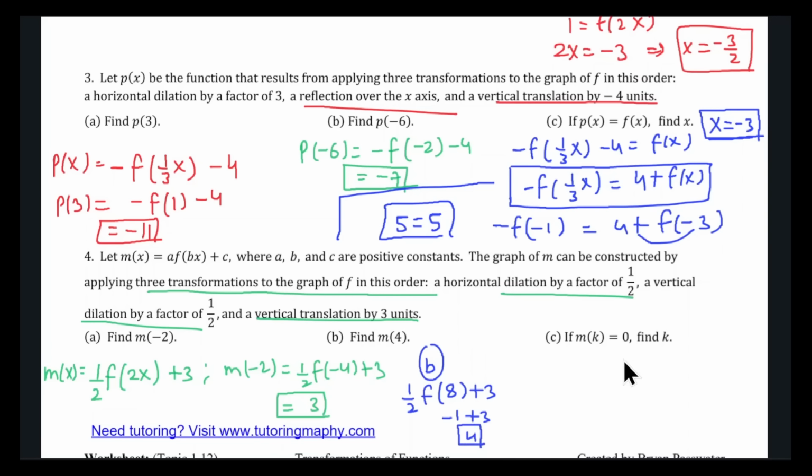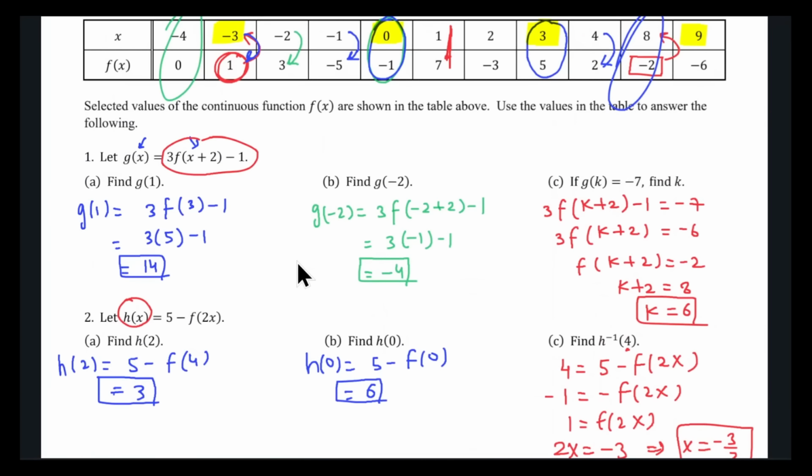And then I have m of k is equal to 0. m of k equal to 0 would mean that half of f of 2k plus 3 is equal to 0, which means that half of f of 2k is equal to -3, which means that f of 2k is equal to -6. And when is the functional value -6?